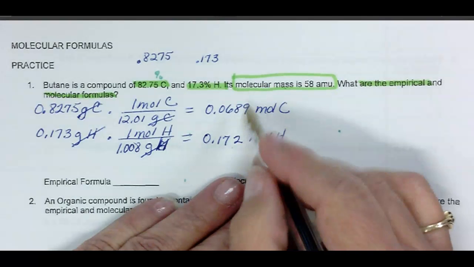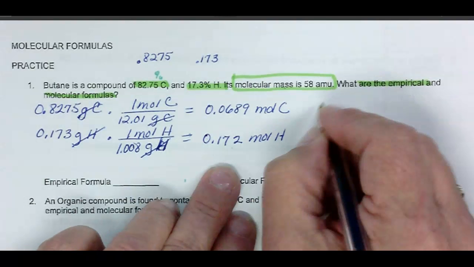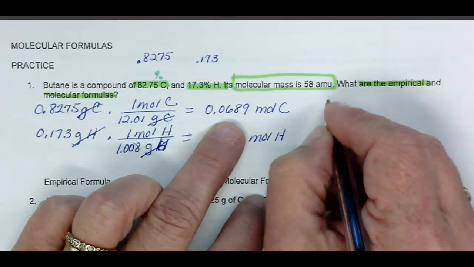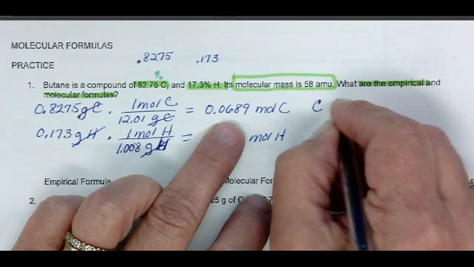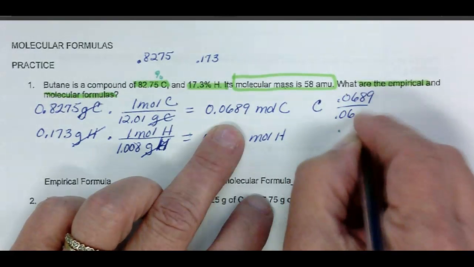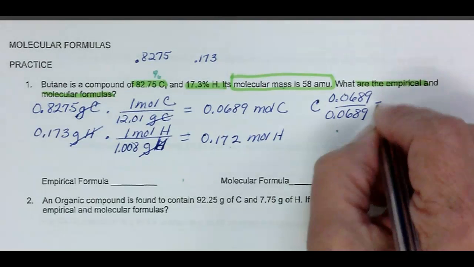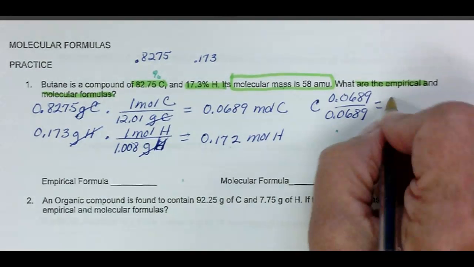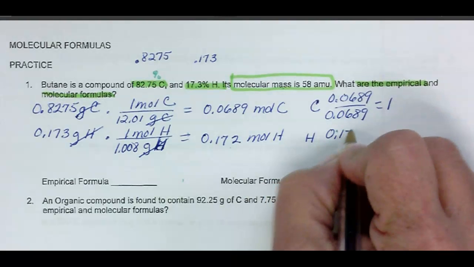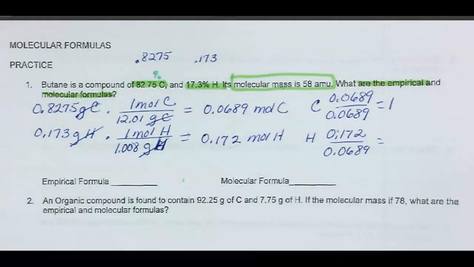divide by the smallest, which in this case is 0.0689. So I am going to divide both of these by the 0.0689. So carbon would be 0.0689 divided by 0.0689. And you really do need to get in the habit, I sometimes forget, but put that decimal out in front. It just helps to see that decimal value. And of course, we know this is going to give us 1. So for hydrogen, it would be 0.172 divided by 0.0689. So let's see what that is.